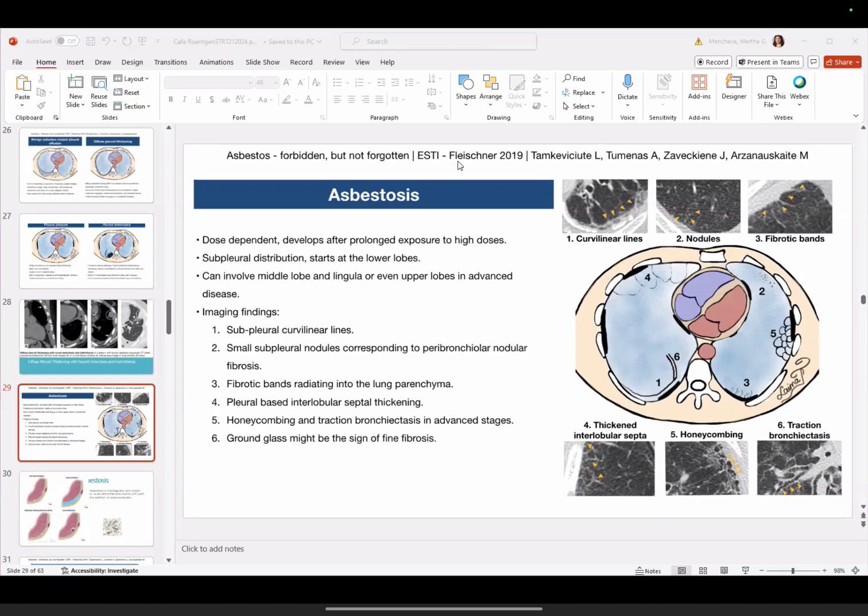Obviously, as I was mentioning to you, with the popcorn lung, the diacetyl exposure, there were a lot of women working in that, and they got exposed to that.